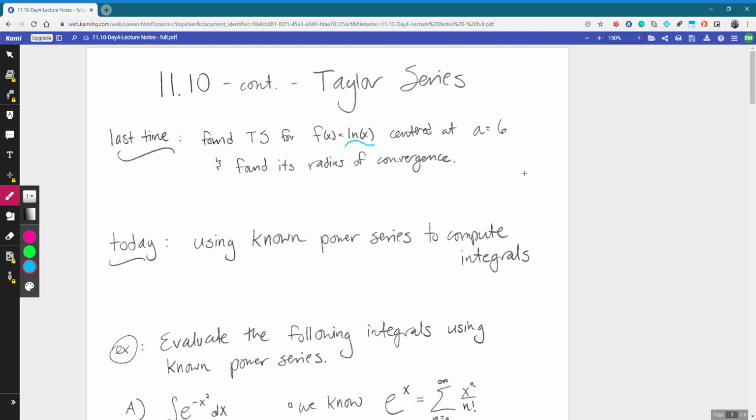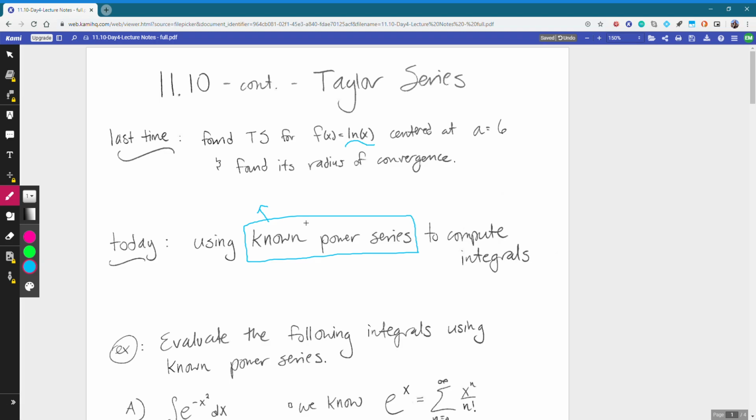Today we're going to be switching gears a little bit and essentially making use of this selection of functions that we know power series for. And we're going to use them to help us integrate. This essentially becomes a new kind of integration technique, right? And well, what power series do we know? Well, here, let me switch over to the stylus.